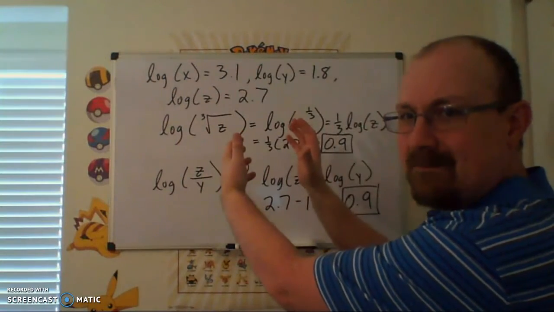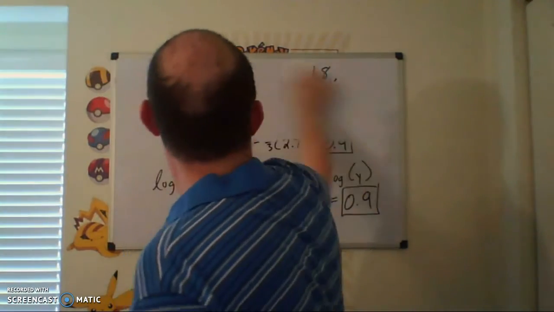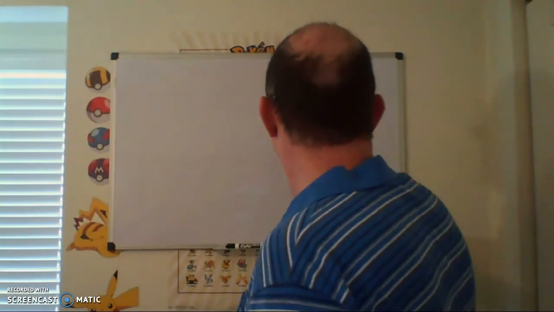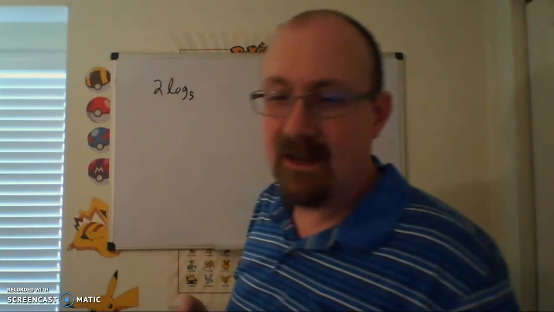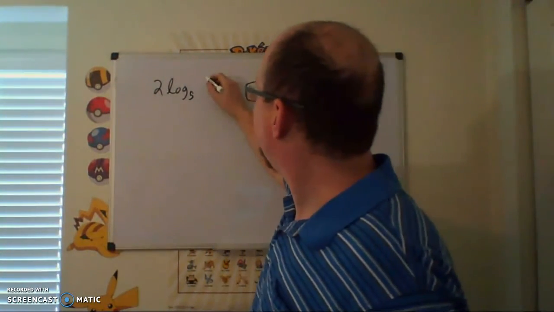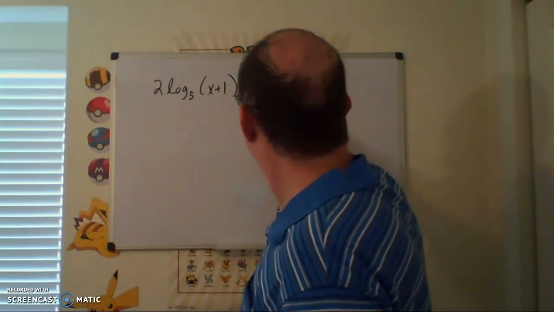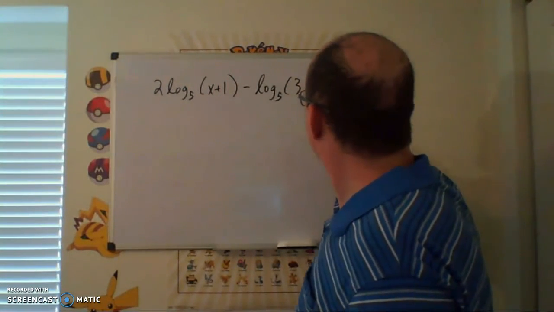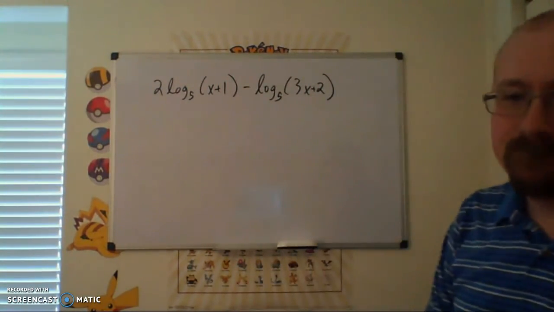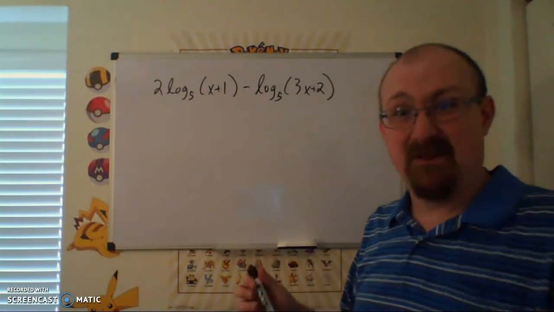You get the idea. So I wanted to take a look at an example of that in action. In this instance, I'll write the logs this time. It's not strictly necessary. So we have 2 times the base 5 log of x plus 1 minus the log base 5 of the expression 3x plus 2. So what I'm going to do here is use those properties of logarithms kind of in reverse.